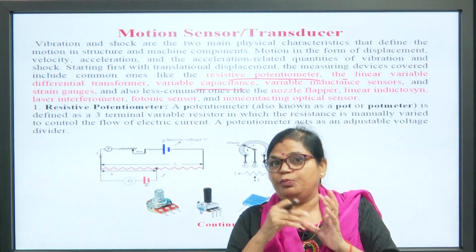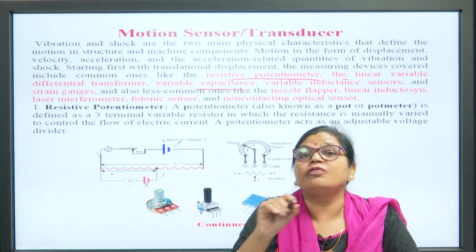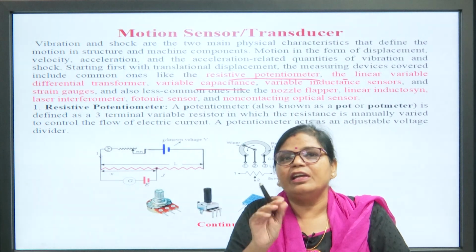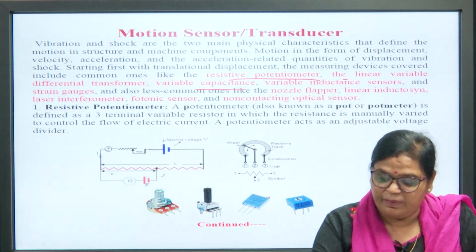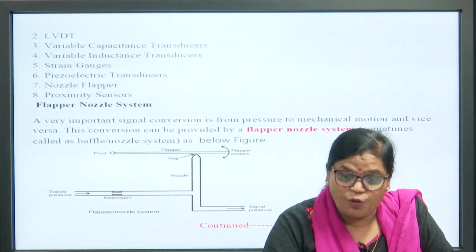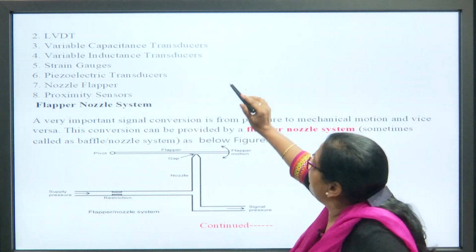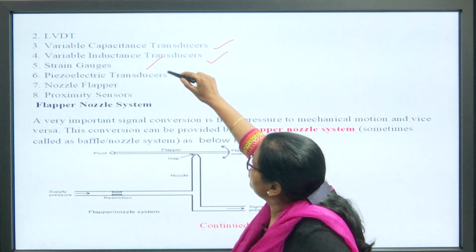Potentiometer is our positional device. We can measure different positions, so we can consider it as a servo mechanism. When we consider it as a servo mechanism, we use it for small scale motion, just angle measurement, small scale displacement measurement. We can consider it a motion sensor. We have already discussed the LVDT, capacitance, strain gauge, and piezoelectric.